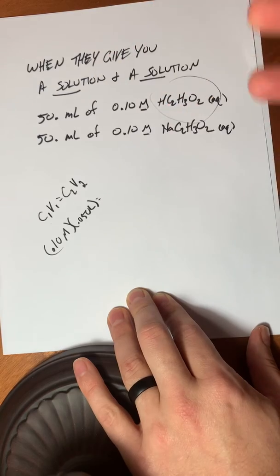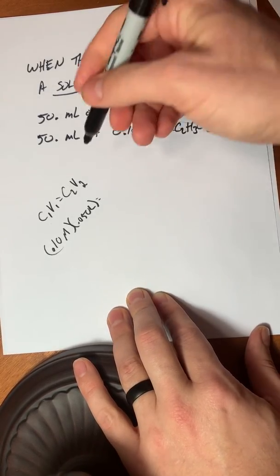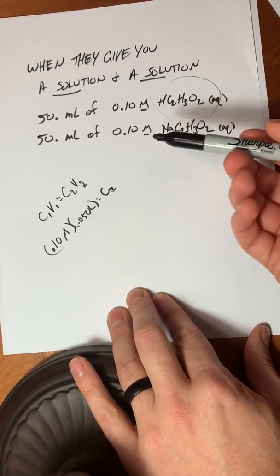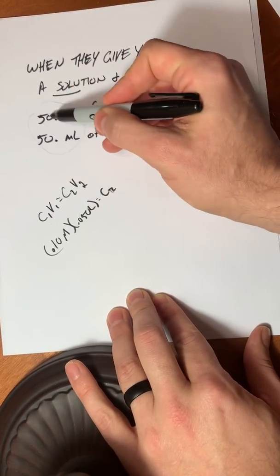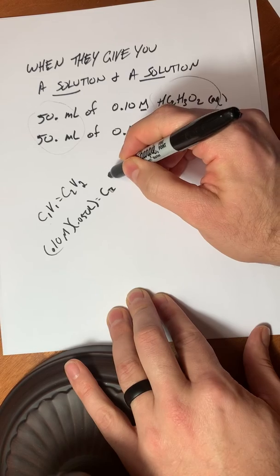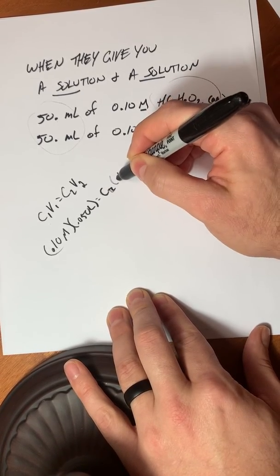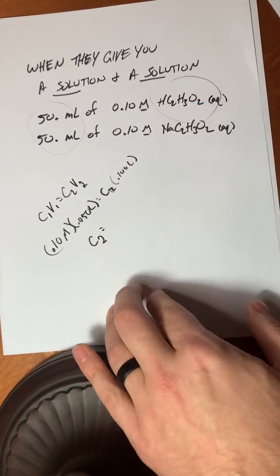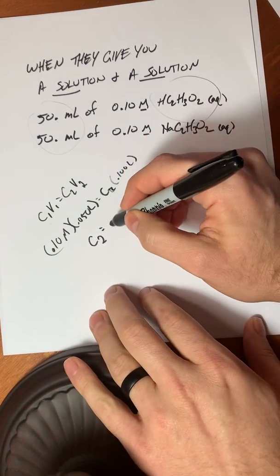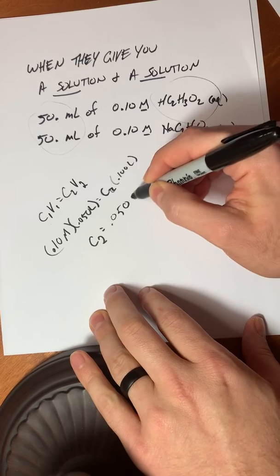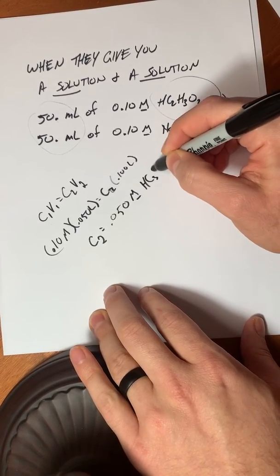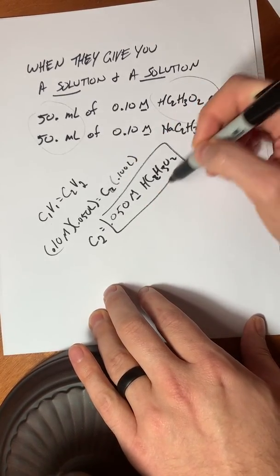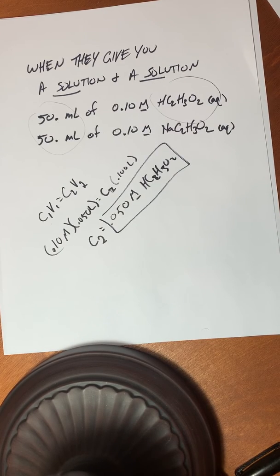Concentration 2, or the mixed concentration once you put those together, is the one we don't know yet. And the new volume, well, what's the new volume going to be when you mix? Well, the new volume is going to be the 50 plus the 50, so that's 100 milliliters, or 0.100 liters. So if I solve for that new concentration, I would get 0.050 molar acetic acid. And that can get plugged right into my initial value for my weak acid, HC2H3O2.